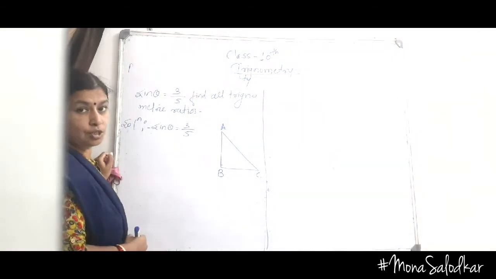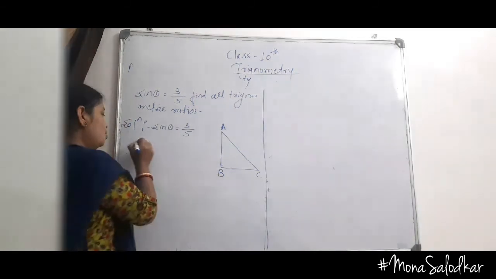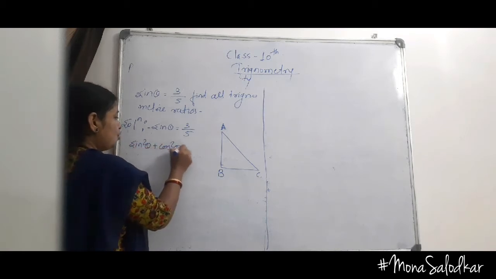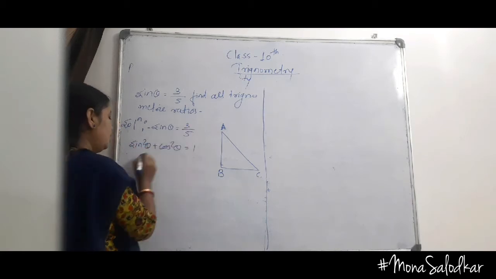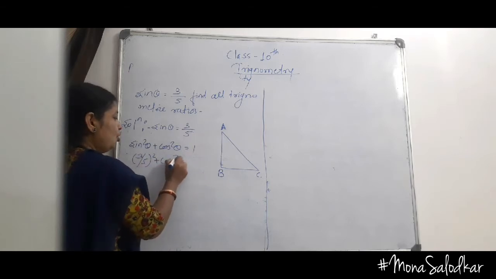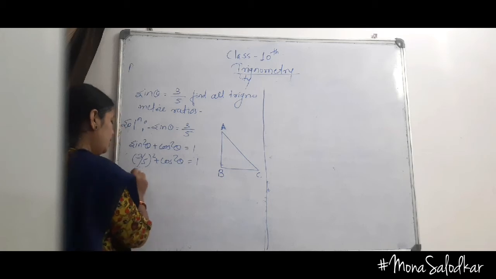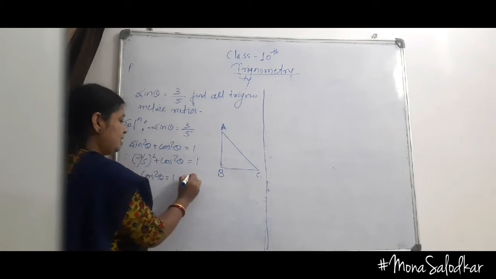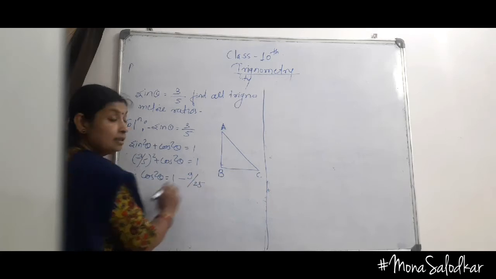Sin square theta plus cos square theta is equal to 1. Sin square theta means (3/5) square. Cos square theta you have to find out. Cos square theta is equal to 1 minus 3 square is 9, 5 square 25.